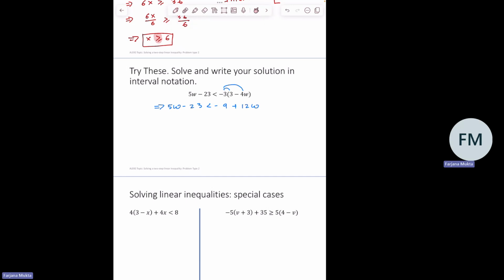Oh, give me 1 second. My pen is almost out of charge.